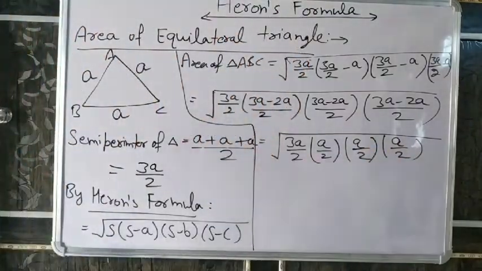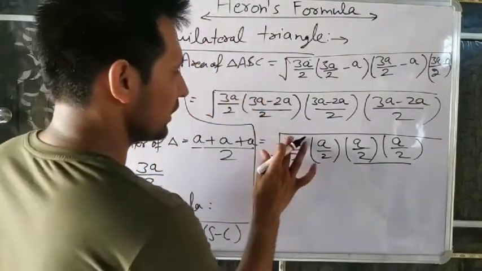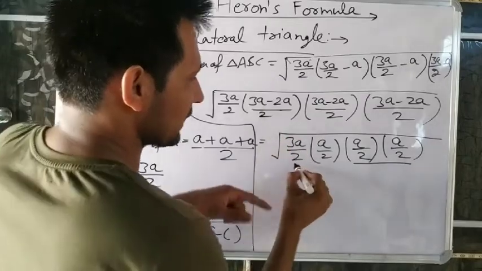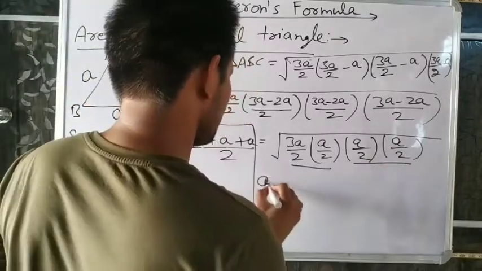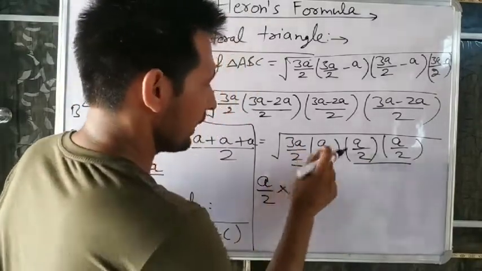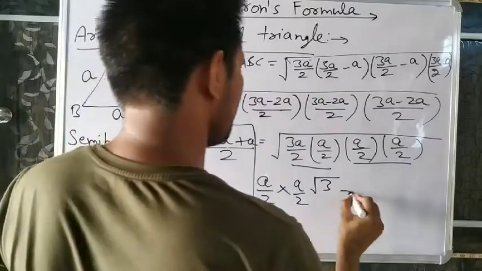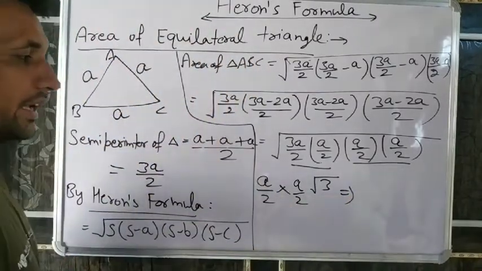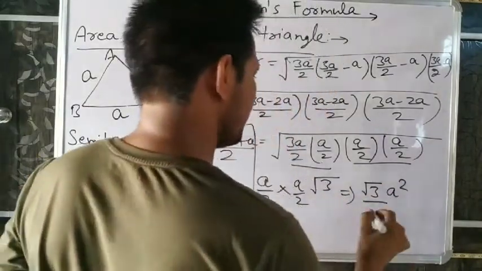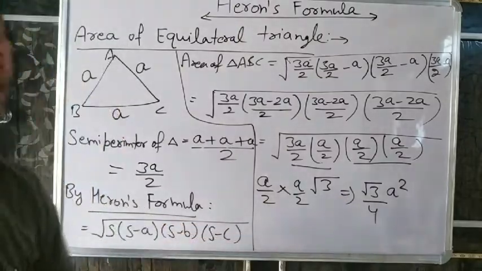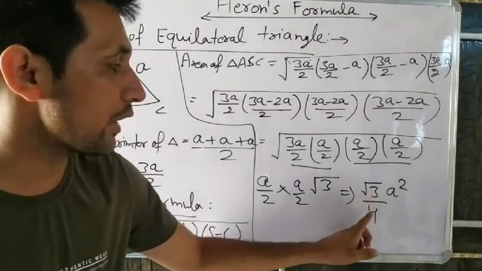Now make pairs. What remains? A by 2 and A by 2, and 3A by 2. A by 2 into A by 2 comes outside the root, so it is A by 2. Again A by 2, A by 2, and inside what remains? Root 3. So it becomes root 3 into A square divided by 2 into 2 into 4. So this is the formula of the equilateral triangle: root 3 by 4 A square.